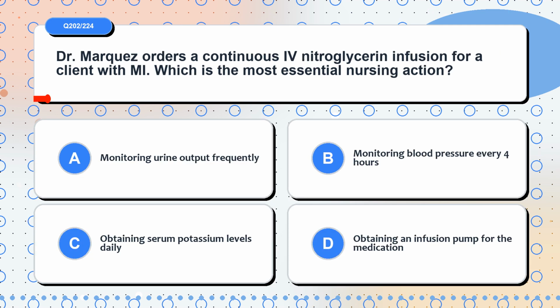Question 202. Dr. Marquez orders a continuous intravenous nitroglycerin infusion for a client with MI. Which is the most essential nursing action? Here are the options. Option A. Monitoring urine output frequently. Option B. Monitoring blood pressure every 4 hours. Option C. Obtaining serum potassium levels daily. Option D. Obtaining an infusion pump for the medication.